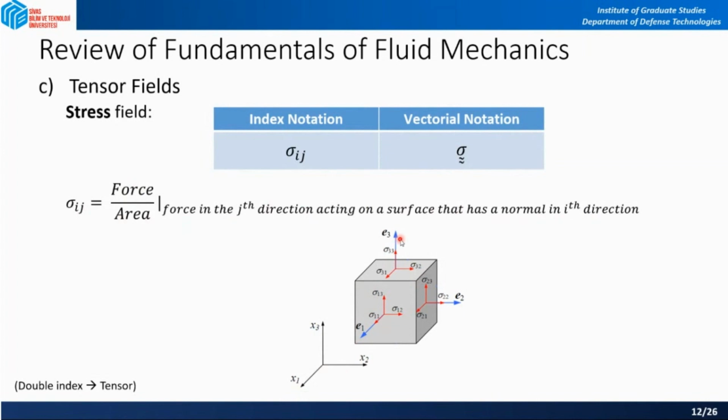And you see that sigma 1, 1, sigma 2, 2, and sigma 3, 3 are what we call normal stresses, because those stresses are generated by forces that are acting parallel to the normal of those surfaces. Because this force is acting along the surface normal vector, we call it normal stress.